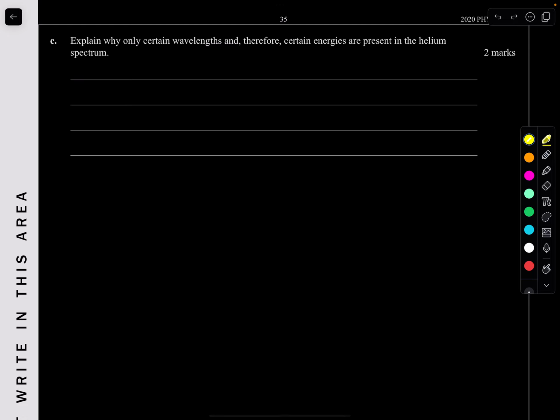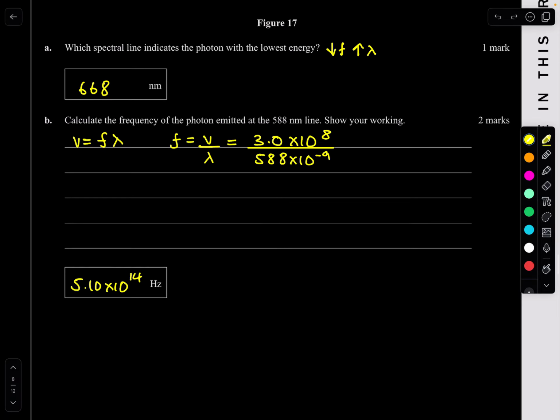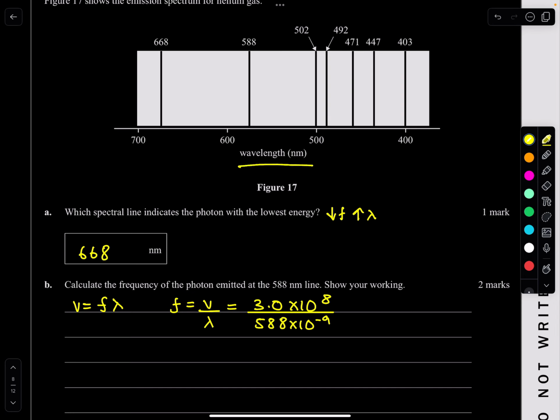You just need to explain why electrons exist in discrete energy levels, and how electrons go from high energy states to low energy states. When they transition to that low energy state, they emit photons with a discrete amount of energy. And because energy is related to wavelength, it means that wavelength is also emitted in discrete amounts. That's why we have only discrete wavelengths, so peaks here.